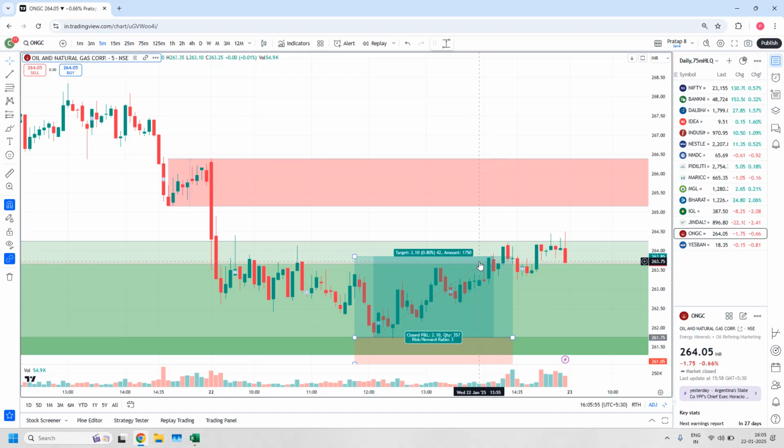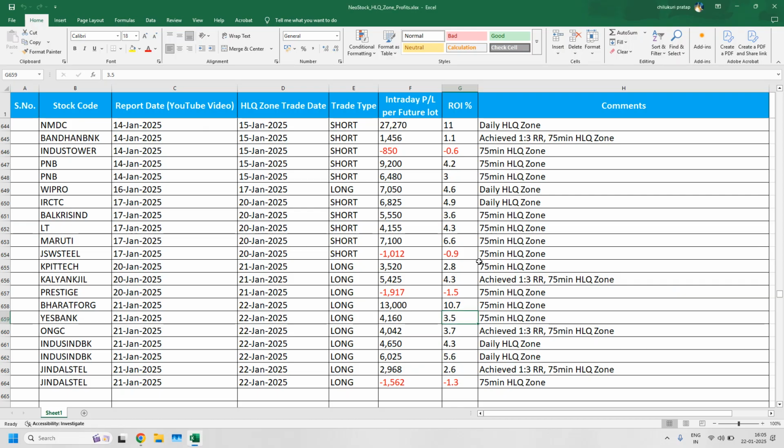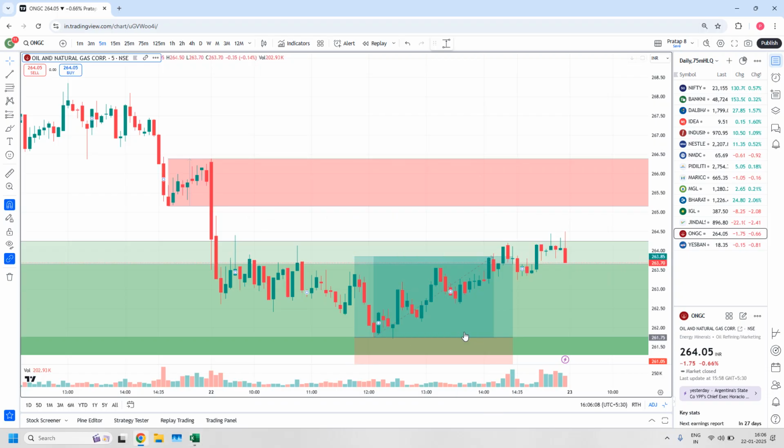Up to 1:3 RR, how much profit has it given? ONGC has given 4,042 rupees profit, which is 3.7% ROI. See, before you take this ONGC trade, you had already closed the Bharat Forge trade. In the morning I posted Bharat Forge also in our group, the moment it reached the target.